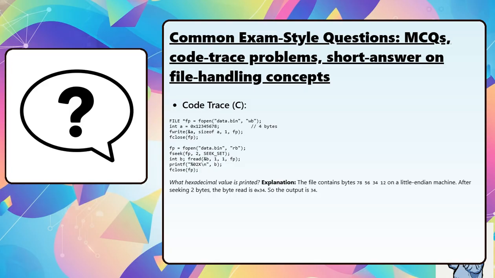Explanation. The file contains bytes 78, 56, 34, 12 on a little endian machine. After seeking 2 bytes, the byte read is 0x34, so the output is 34.